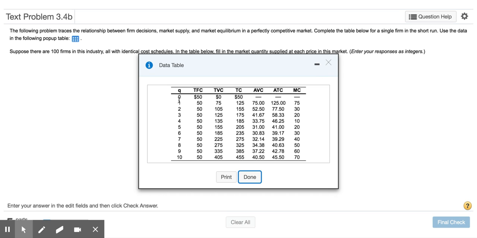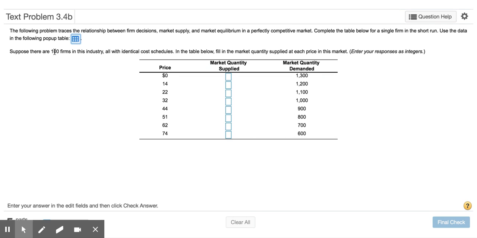So basically it provides quantities produced by each firm, total fixed cost, total variable cost, total cost, average variable cost, average total cost, and marginal cost. We have 100 firms producing a certain product, and all of them have the same cost schedule. Basically, the cost structure is the same for them. And we assume that in perfect competition because we assume that firms have access to the same technology.